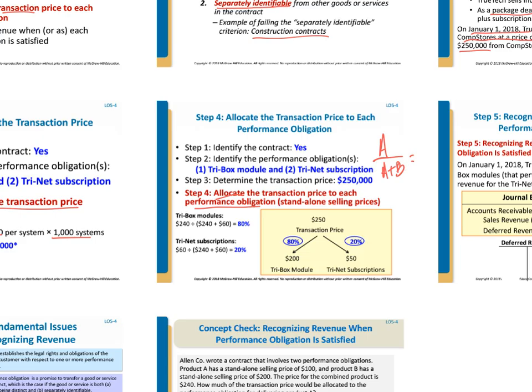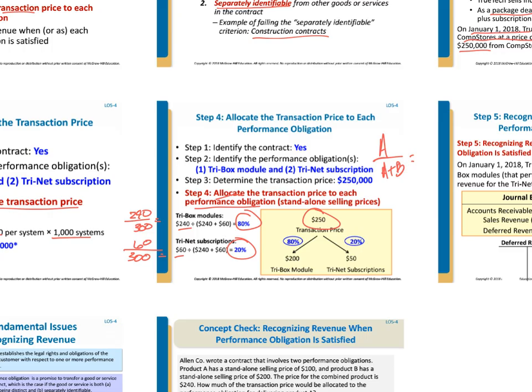transaction price. So in this situation, they tell us that the TriBox modules sell separately for $240 and that the subscriptions sell separately for $60. That's a combined $300. So what we'll say is we have 240 over our 300 for our first percentage or proportion that we'll allocate of the single transaction price, the $250, and we'll do the $60 B over A plus B to do our second proportion of the transaction price, the $250 here.